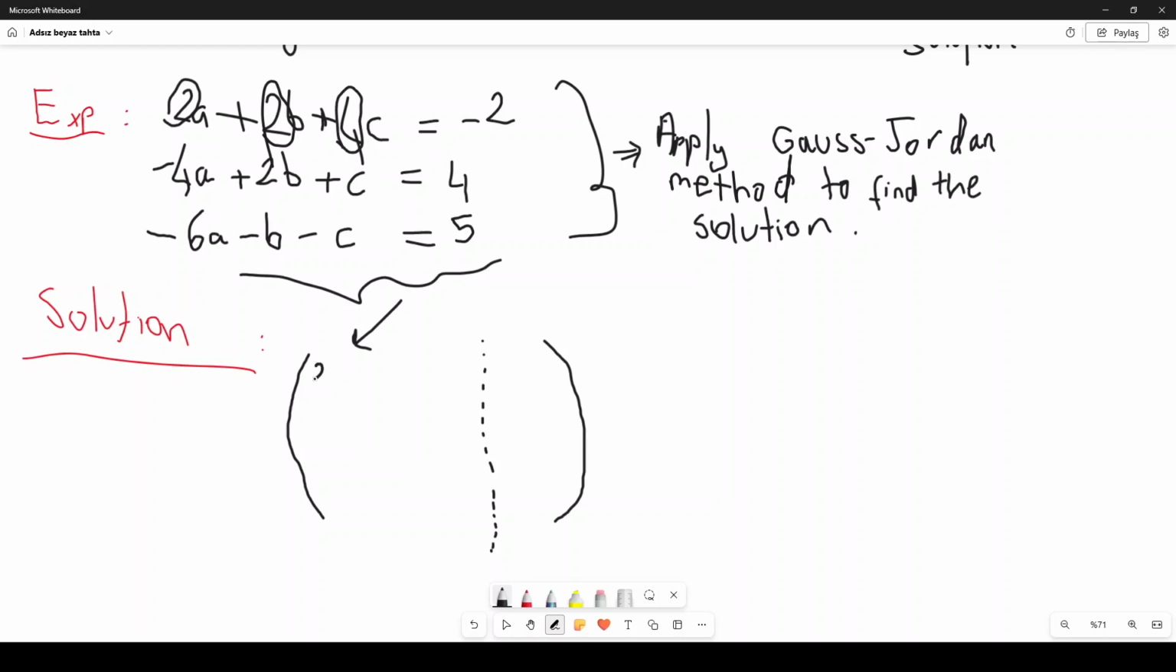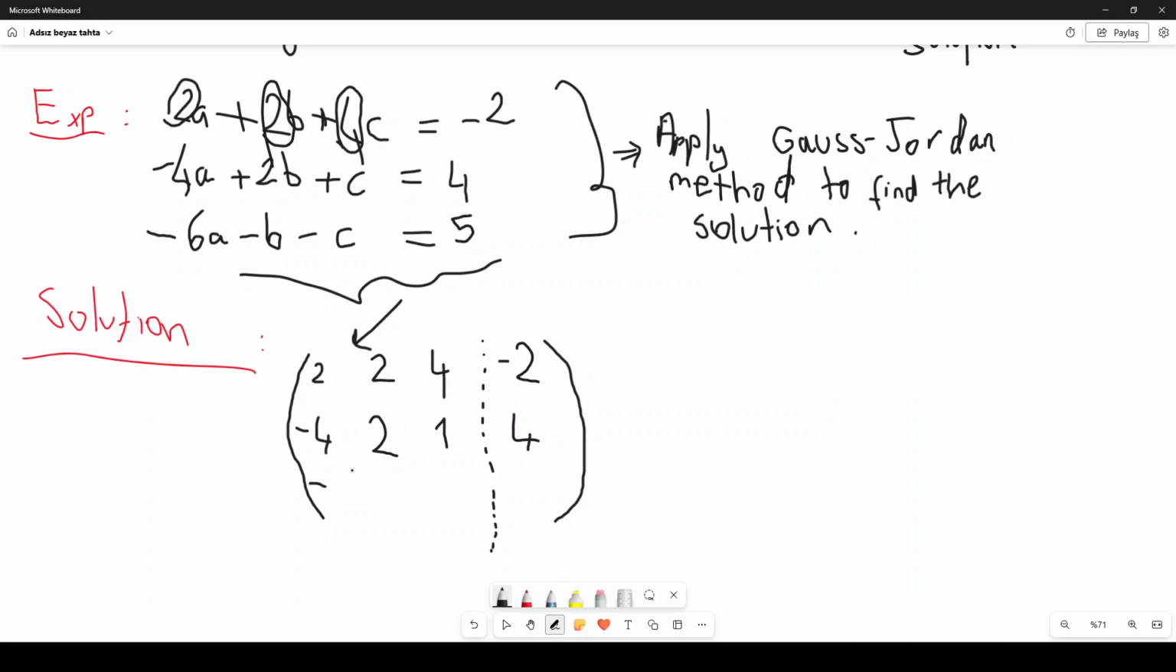Okay, let's write them down here. 2, 2, 4, and the right hand side value of the first equation is -2. Okay, how about the second equation? I just write its coefficients, right? -4, and 2 is the coefficient of the unknown variable b in the second equation, and 1 for the c, and the right hand side value is 4, right?